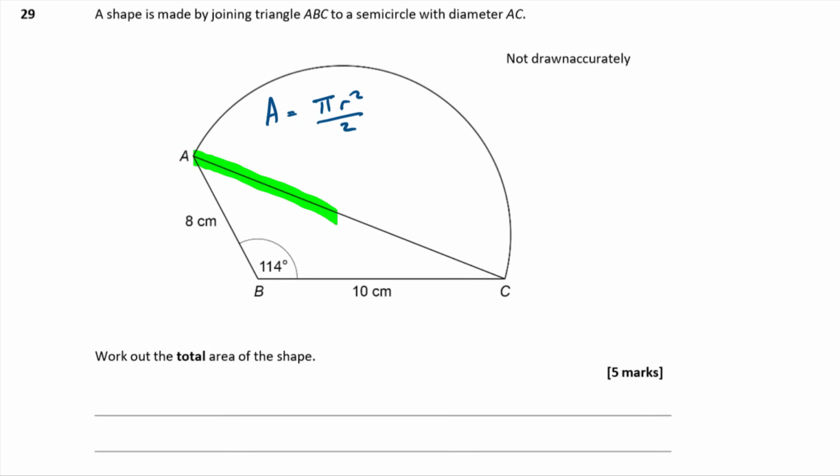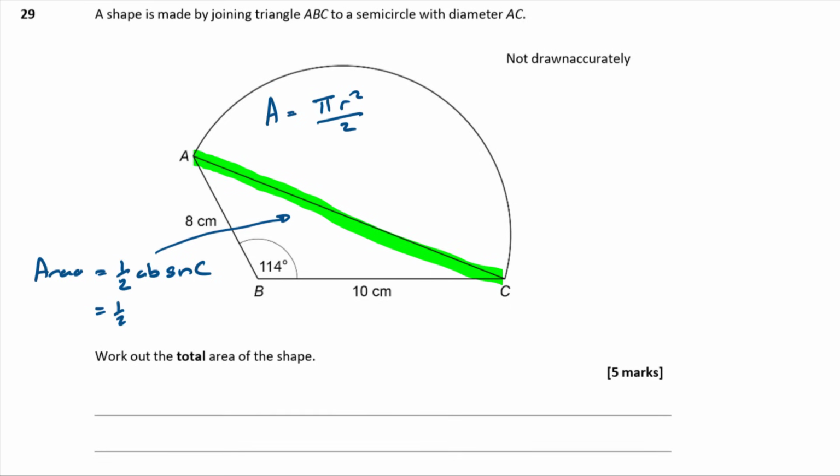So r is going to be half of this diameter here, so we're going to have to find the line AC. Okay? Now the other area, the area of the triangle, is going to be fairly straightforward because it's a non-right angle triangle where we know two sides and the included angle. So that one's fairly straightforward actually. We can just use the trigonometric formula for area of a triangle, which is area equals a half ab sine C. Okay, we know everything in there, so we can work that one out, no problem at all.